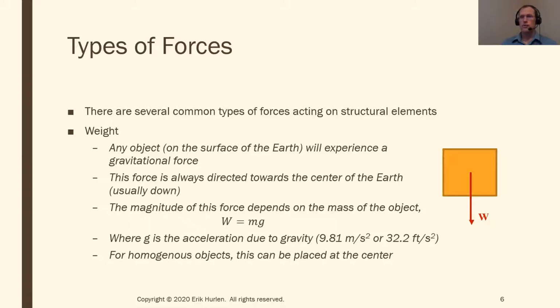And in terms of its point of application, where on the object we can place that, if the object's homogeneous, so there's no significant changes in the density throughout the object, then the weight pretty much goes right in the middle, the geometric center. And so a lot of times if you're dealing with the weight of an object, you find what that value of the weight is, m times g, and then in terms of where to put it, right in the middle, and then pointing down. And that is our gravitational force or weight force acting on the object.